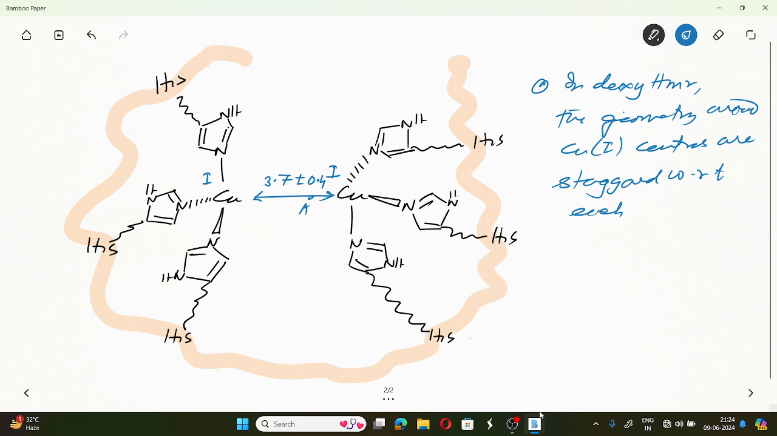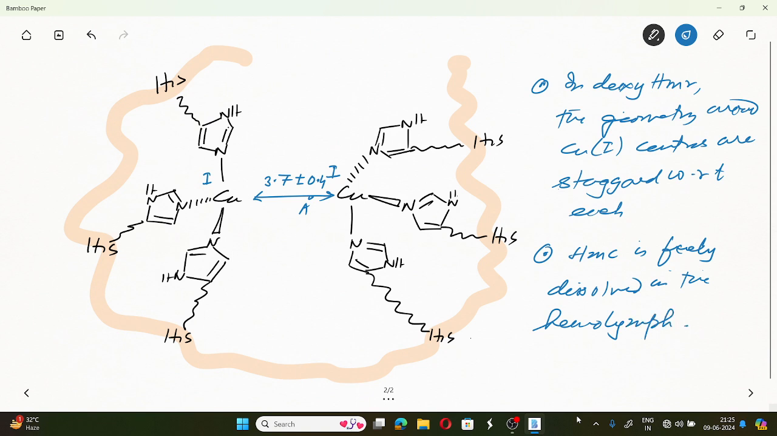Here we can say that this hemocyanin is freely dissolved in the hemolymph. That means it is not present in any blood cell, unlike the case of hemoglobin. Now in this deoxyform, the deoxyform is colorless, because you can well understand it's a d10 system, and so it has been found to be colorless.